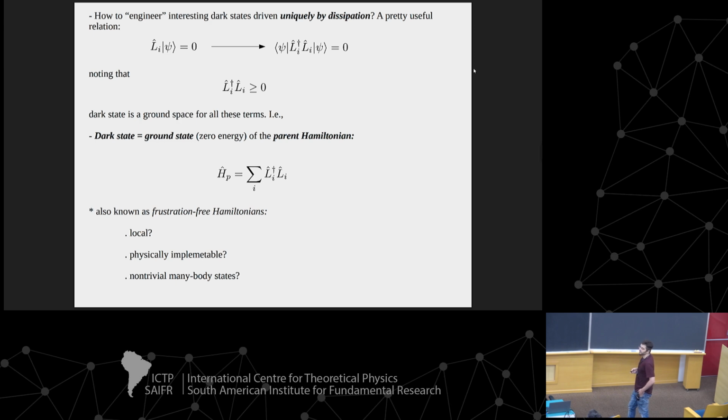But of course, an important question here is, given that you have this type of parent Hamiltonian, how good or how easy or how physical is the implementation of these jump operators? Then we need to think about how local these Li operators are in my Hamiltonian. Can we use some experimental platforms to engineer them?